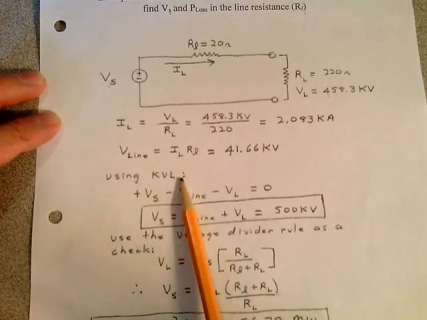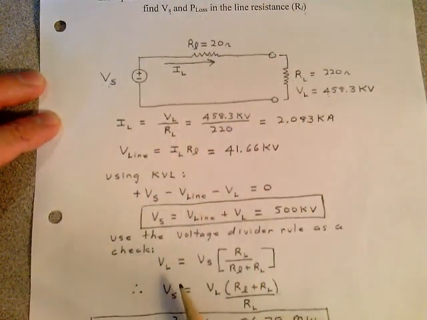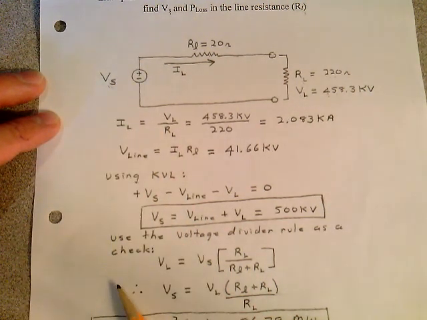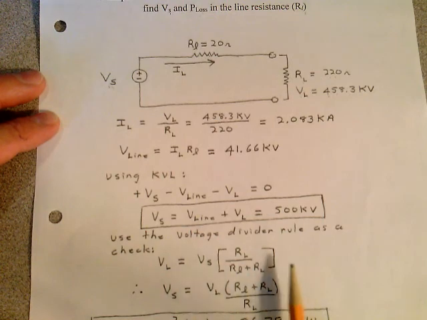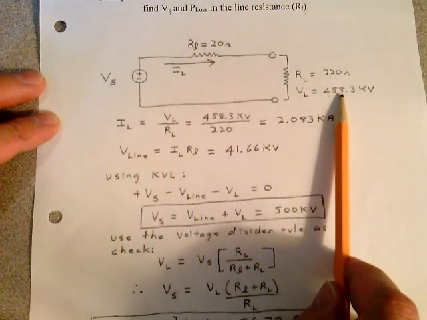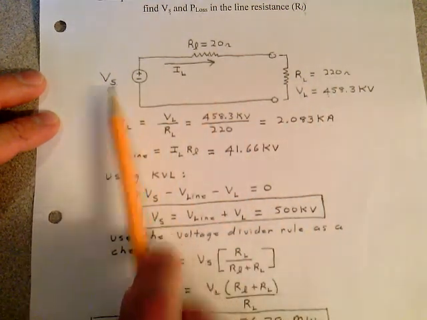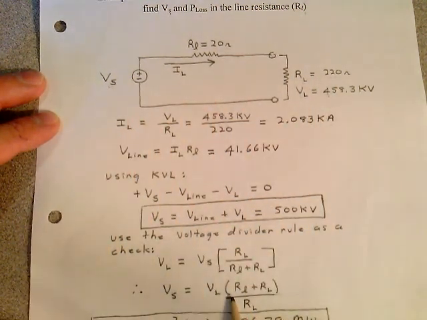And then using Kirchhoff's voltage law around the loop, I could find the source voltage here. It's 500 kilovolts. I can use the voltage divider rule to check my answer. There's the voltage divider rule for the load voltage. So I just substitute in that 500 here, and I work this out, and I see if I can get what they gave me based on what I calculated here. Just use the voltage divider rule, and you'll see that it works.